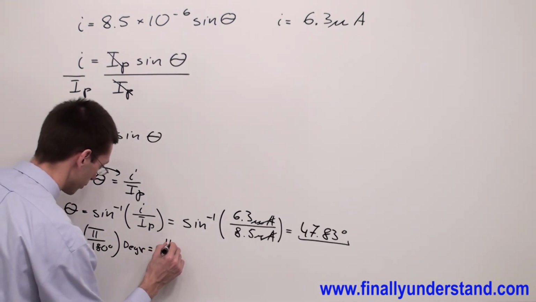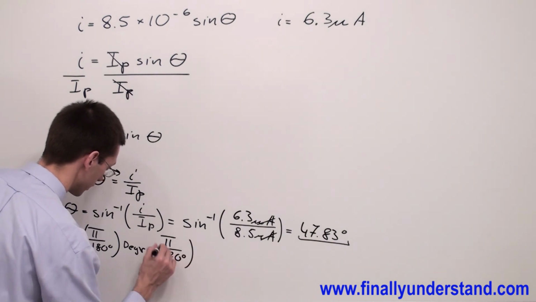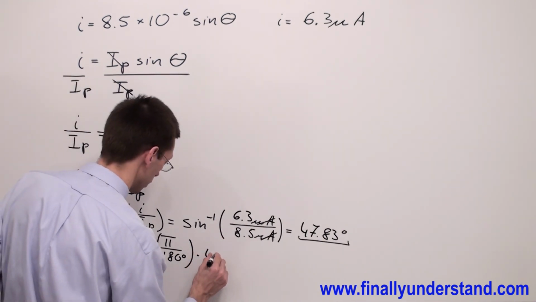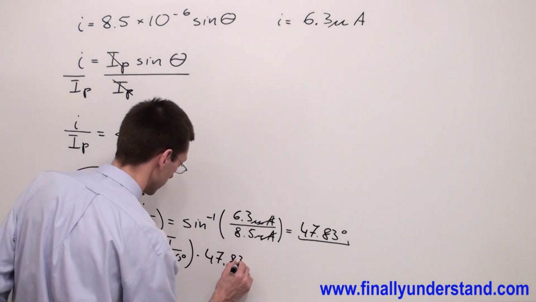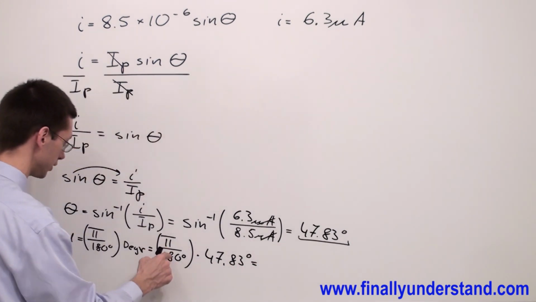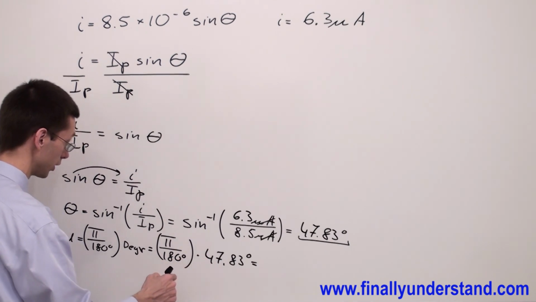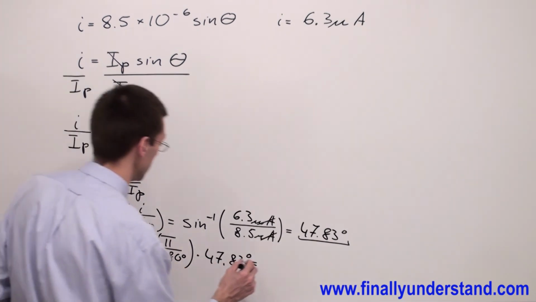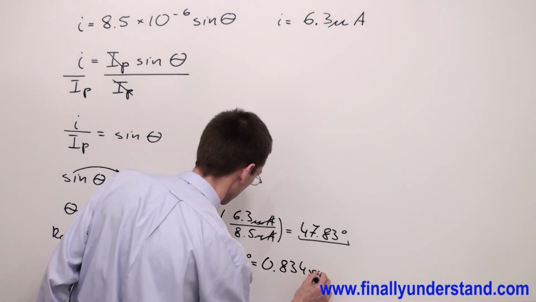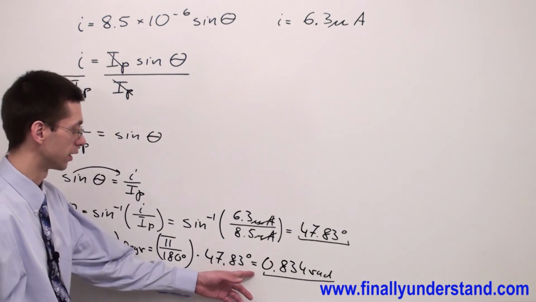So I'm going to have pi over 180 degrees times degrees, which is equal to pi over 180 times 47.83 degrees. If you plug into this calculator pi divided by 180 times 47.83, you're supposed to obtain 0.834 radians. And this is my angle in radians.